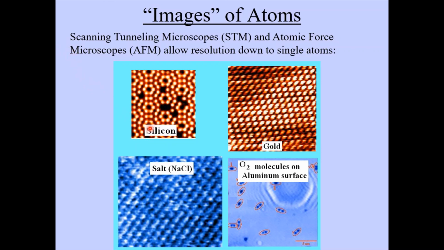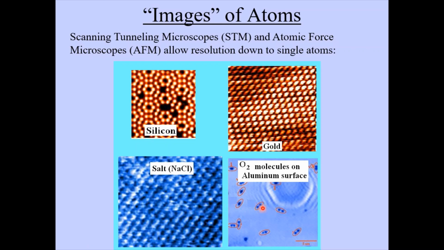Here is a surface of a silicon crystal, and each of these little bright spots represents the location of an individual silicon atom. This is a piece of gold, and again, each of these little dots represents the position of a single gold atom. This is table salt, or sodium chloride. Here we have basically an ionic crystal, where we have sodium and chlorine atoms.